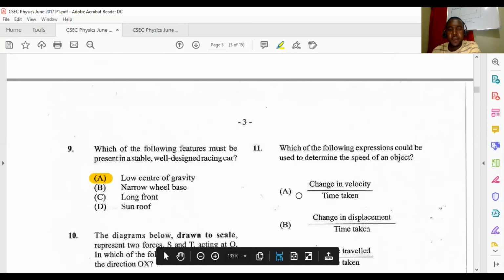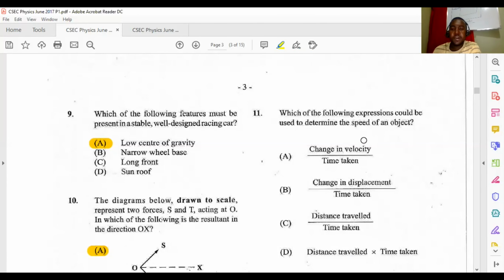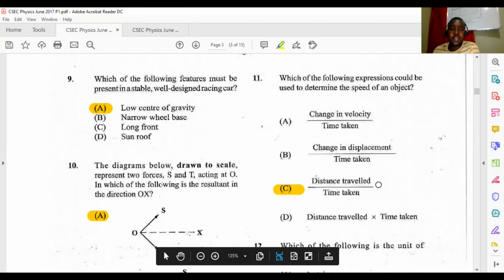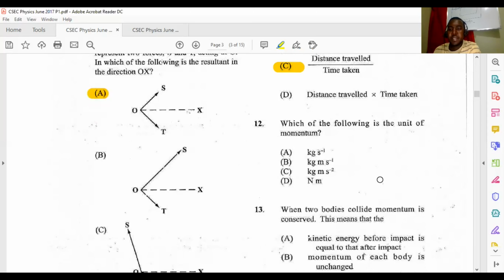All right? 11. Which of the following expressions could be used to determine the speed of an object? And what's our answer? Speed of an object is C, great. Distance traveled over time taken. All right, next, which of the following is the unit of momentum? D, Newton meter. Are you sure?